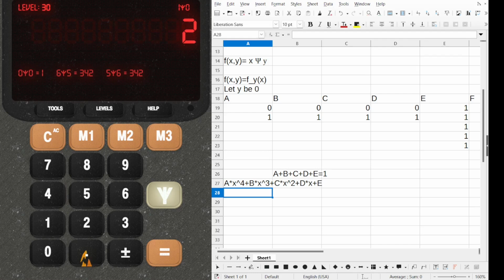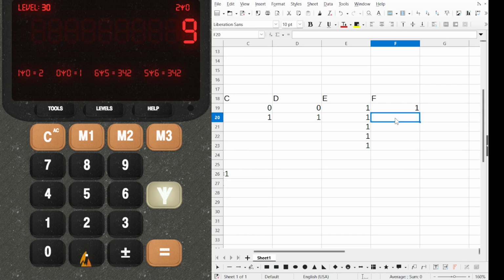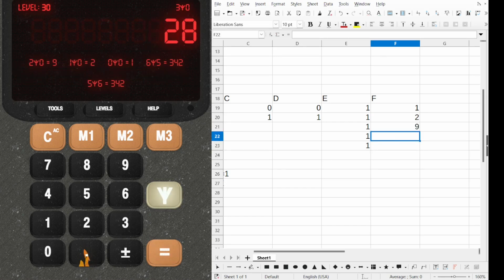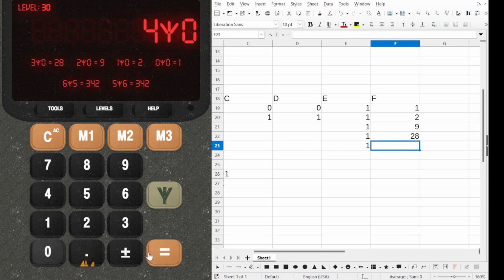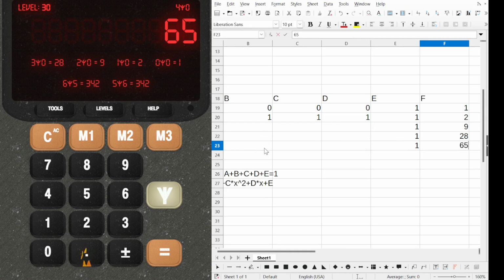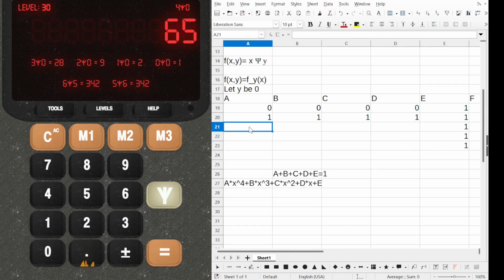Next, 2, 2, 0, 9. Also, we do need to put the 2 right here. This is the 9. You know what? I can just do all of them right now. 3, 0, 28, 4, 0, 65. Now we just input the things that we suppose, 0, 1, 2.